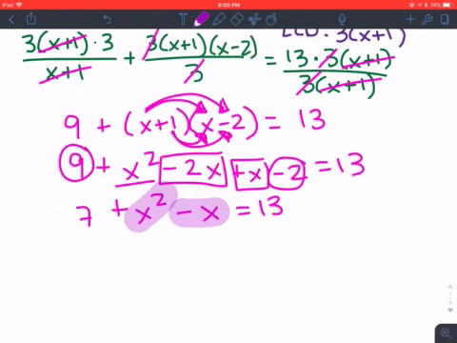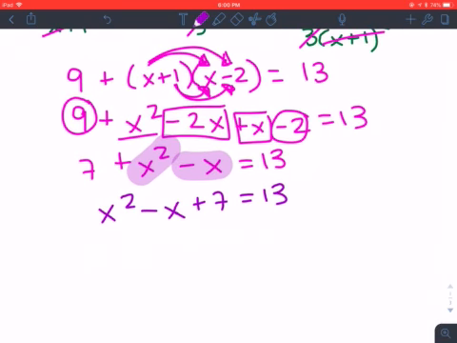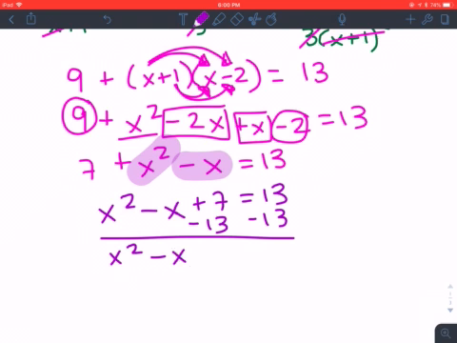So first of all, if I'm solving a quadratic, I do want it in standard form. So I'm going to rewrite this with my x squared term first, then my single x term, and then my constant 7. Now, anytime you're solving a quadratic, remember you have to set it equal to 0. So we will move the 13. We get x squared minus x minus 6 equals 0.